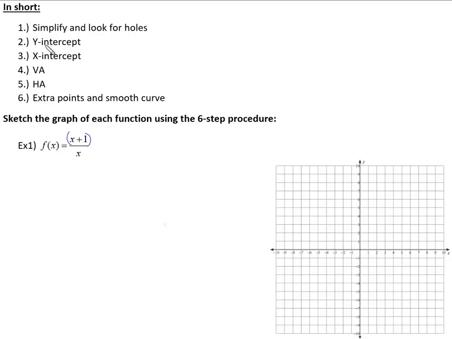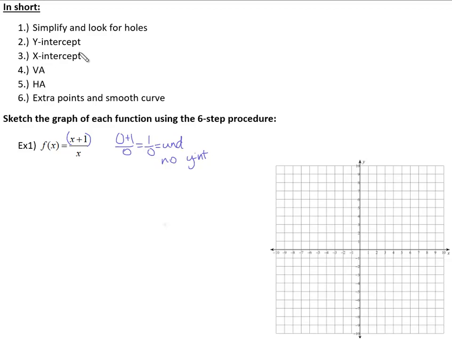Okay, next to find my y-intercept, we're going to plug in 0 for x. When I plug in 0 for x, I get 0 plus 1 over 0, which gives me 1 over 0, which is undefined. So what that tells me is there is no y-intercept. Most likely that means my vertical asymptote is going to be at the y-axis. And in fact, we'll see that's true in a minute.